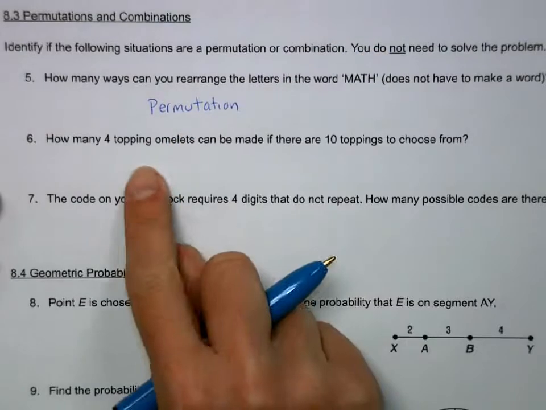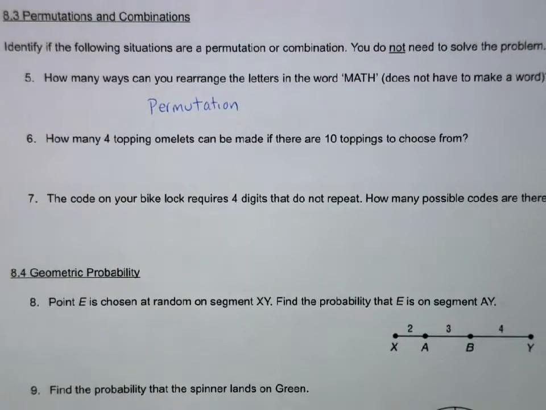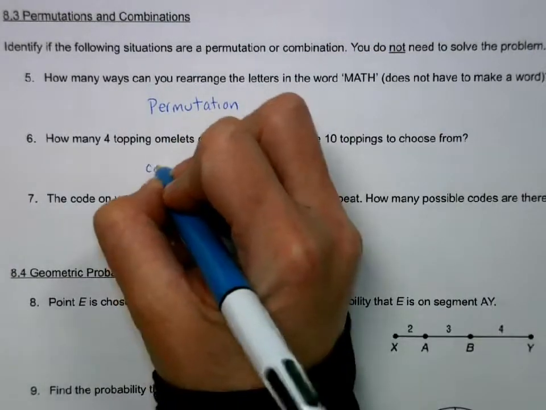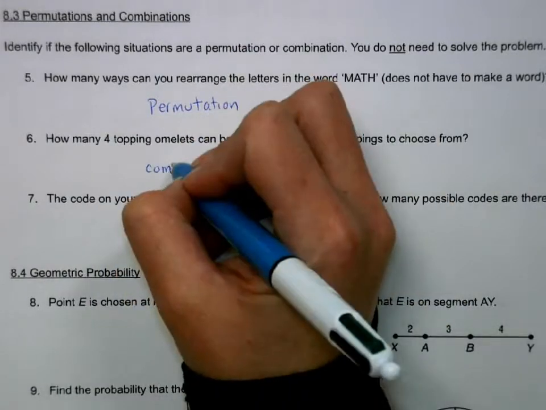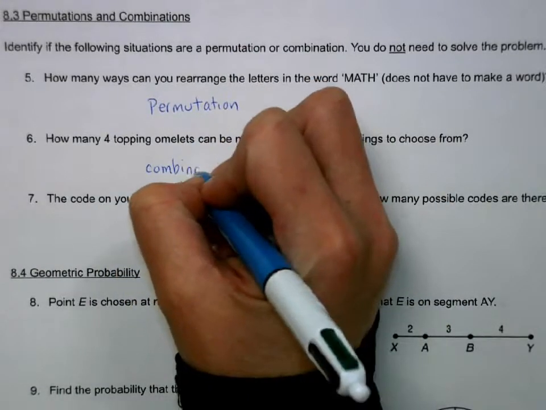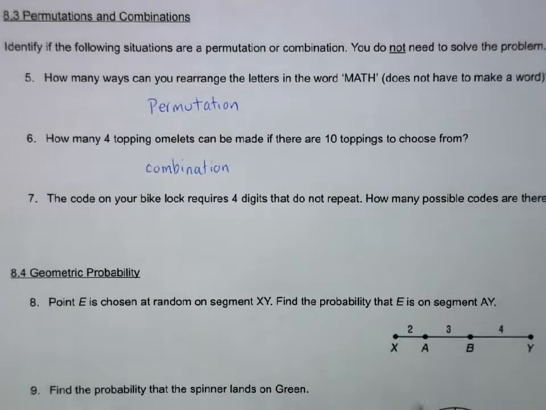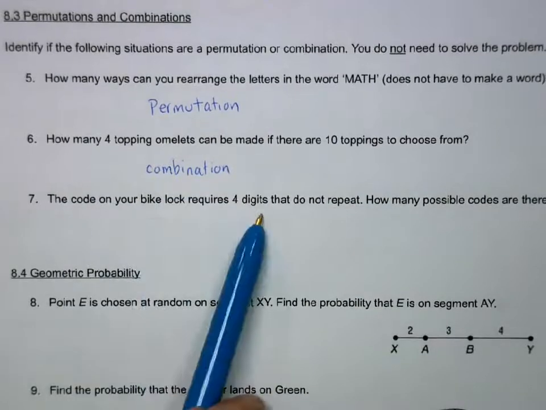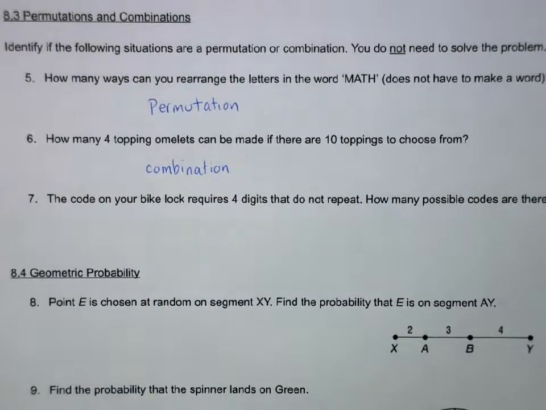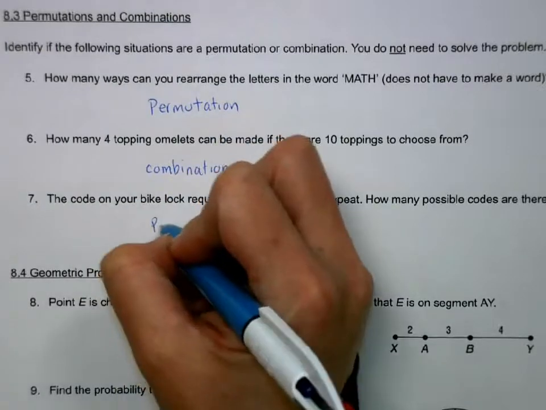How many 4-topping omelets? That is a combination because it doesn't matter if you put cheese and ham or ham and cheese. Those are the same omelet. And then your bike lock requires 4 digits that do not repeat. Order matters here, so that's going to be a permutation.